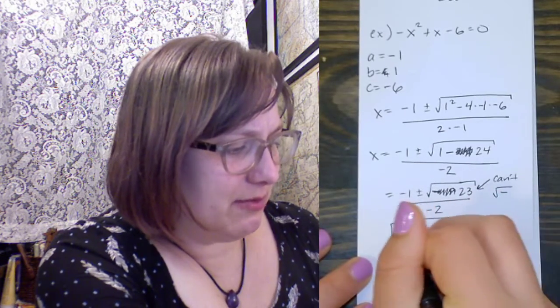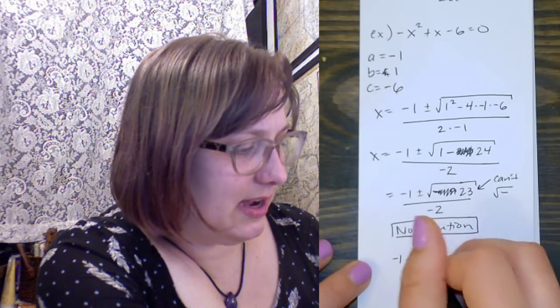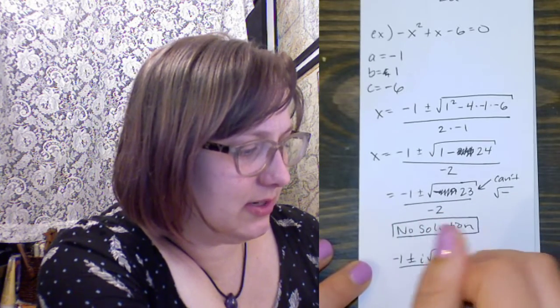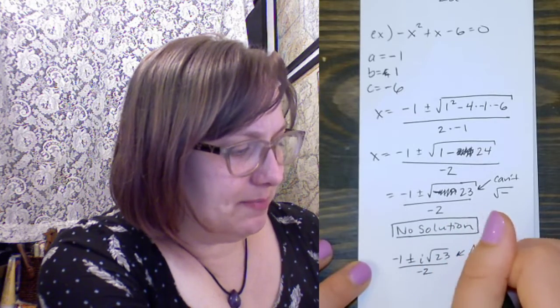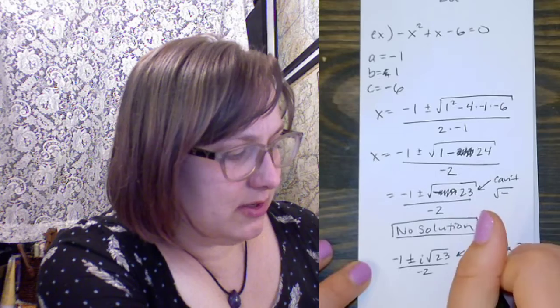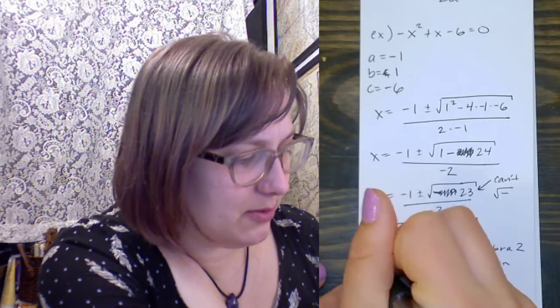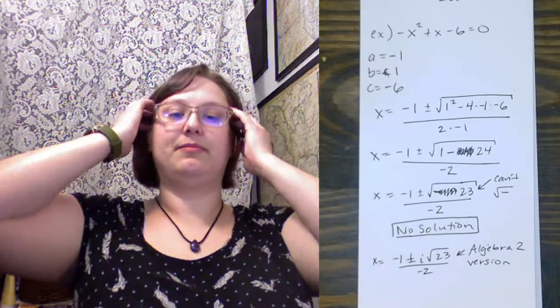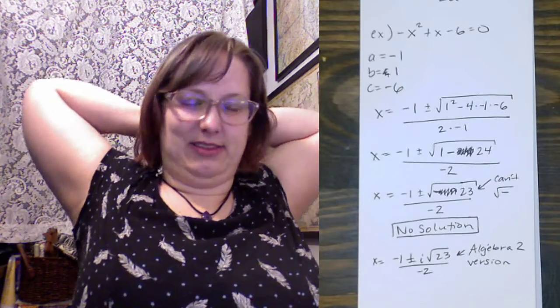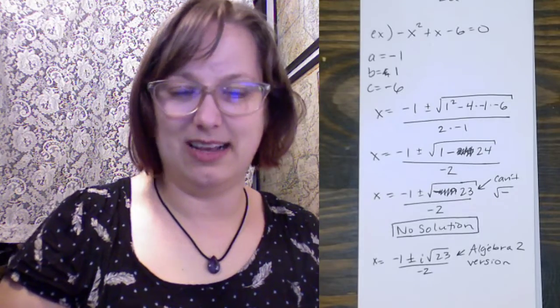But our Algebra 2 version would be that it's negative 1 plus and minus i root 23 over negative 2. That you might remember. I don't know what you remember, that's why I'm doing this. And then I can't do anything else because it's an i. This one has no solution, basically.